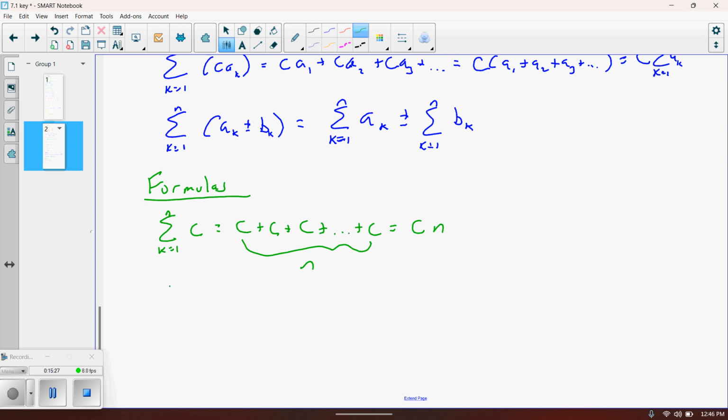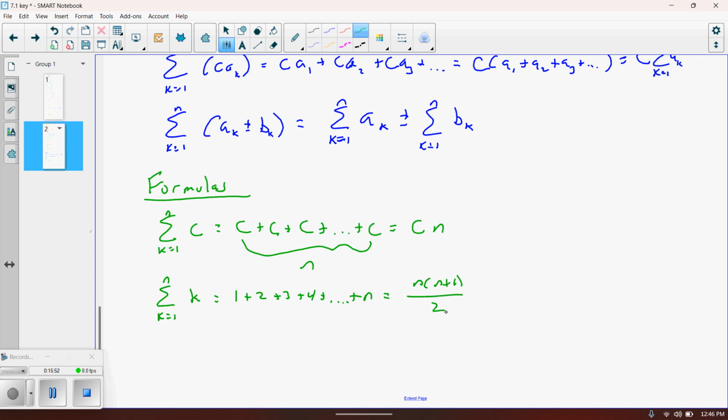The next one is k goes from 1 to n of k. Now I actually do have something to plug into. So that would actually be 1 plus 2 plus 3 plus 4 all the way up until you get to n. Okay, and the sum for this is n times n plus 1 over 2.